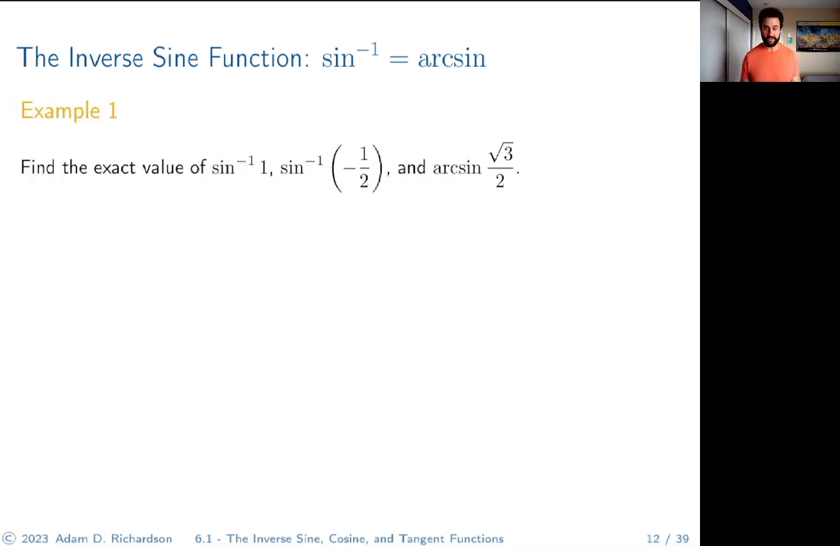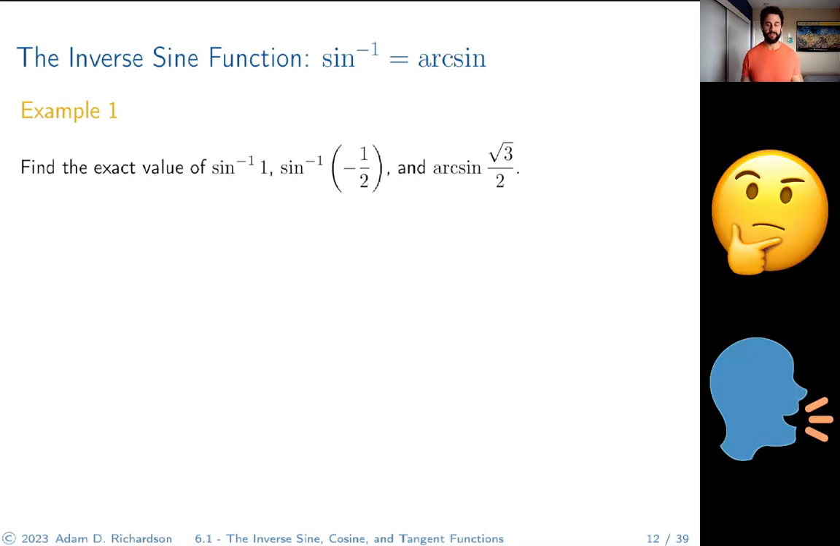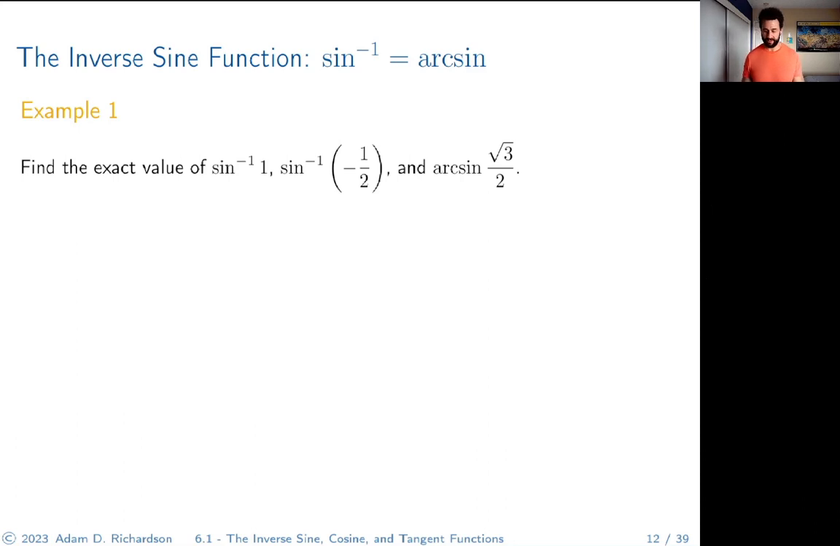All right, so let's do the first one. Let's find the exact value of sine inverse of 1, and then sine inverse of negative 1/2, and then arcsine of square root 3 over 2. So think about it for a minute, say it out loud, and try it on your own. All right, now let's do it together.